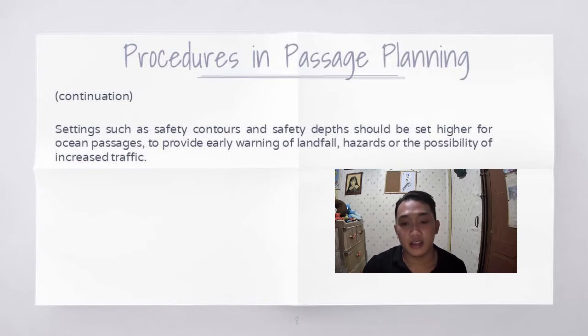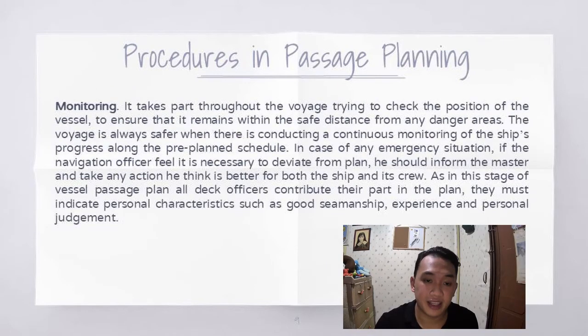Settings such as safety contours and safety depths should be set higher for ocean passages to provide early warning of landfall hazards or possible increase of sea traffic. In passage planning, the next stage is monitoring. The monitoring takes part throughout the voyage, especially to check the position of the vessel to ensure it remains at a safe distance from any danger areas.